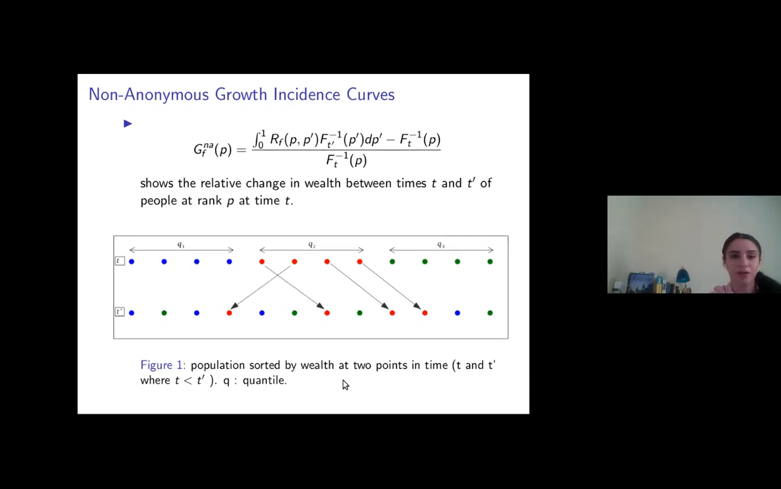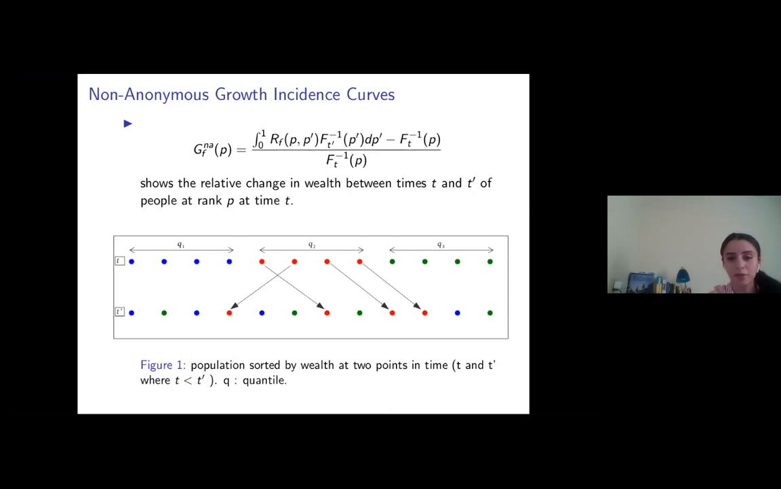To make clear how the non-anonymous growth incidence curve works, we can look at this illustration. Let's assume we have a small sample consisting of 12 individuals, and we know their wealth at time t, which is the beginning of the time. We can sort them and group them into three groups, Q1, Q2, and Q3. Those are the quantiles. And as you can see, in each quantile the people are labeled. The first quantile, with the people labeled in blue, are the poorest people in this small sample. The Q3 are the richest people in this sample.